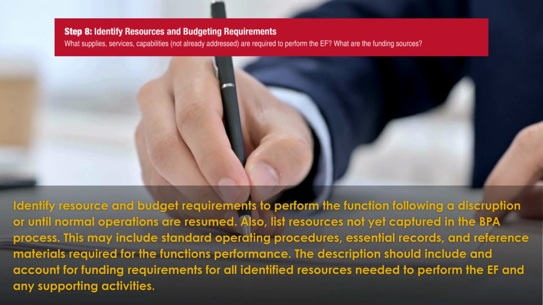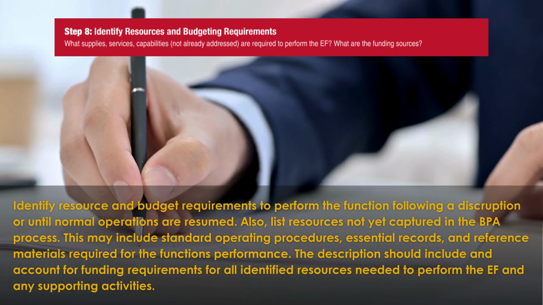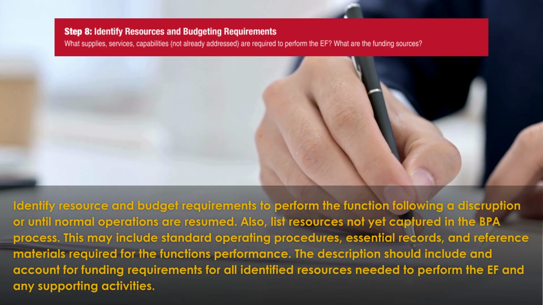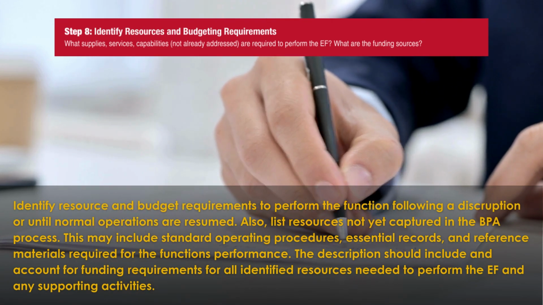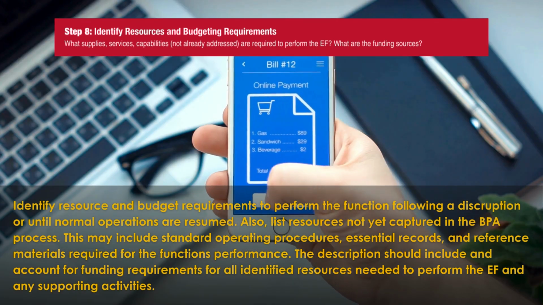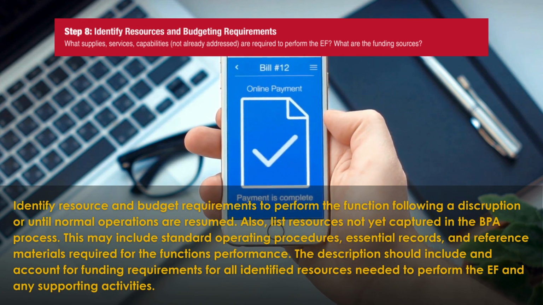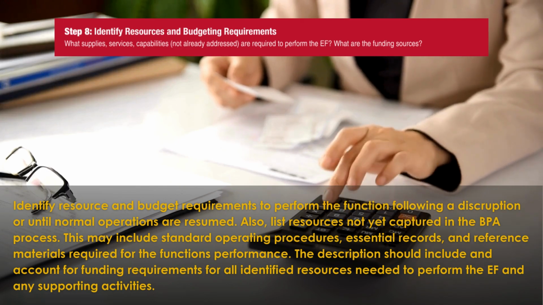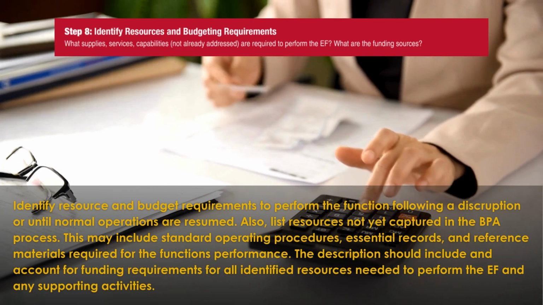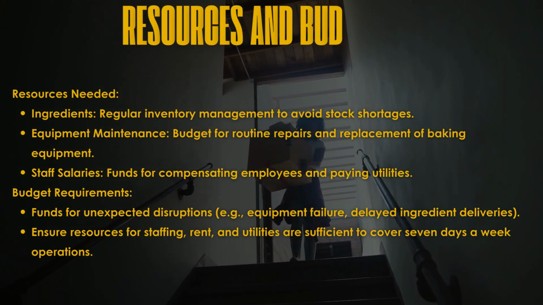In this step, we identify resource and budgeting requirements to perform the function following a disruption or until normal operations are resumed. Also list resources not yet captured in the BPA process that may include standard operating procedures, essential records, and reference materials required for the function's performance. The description should include and account for funding requirements and all identified resources needed to perform the essential function and any supporting activities. The bakery has determined its resources and budgeting requirements.